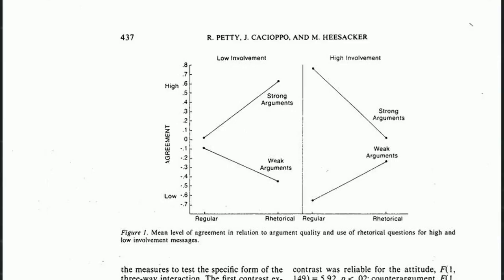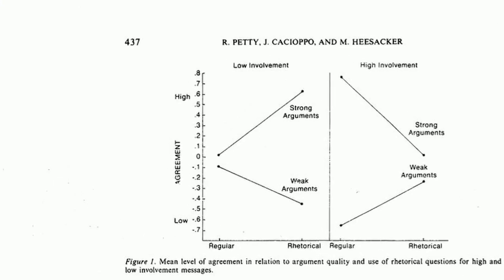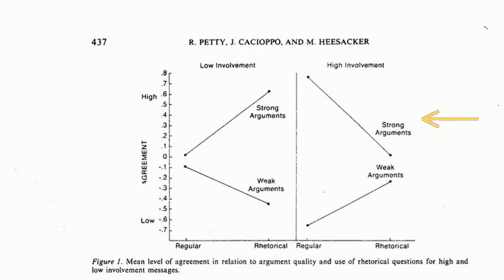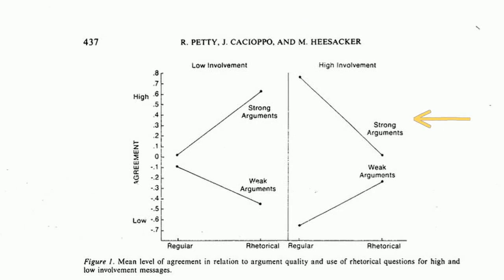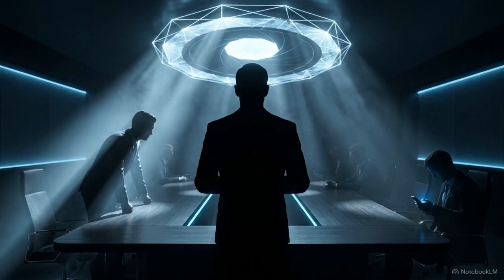But this trap is volatile. A classic study tracks how audience agreement shifts with rhetorical questions. In the low involvement group, agreement shot up alongside strong arguments, forcing cognitive elaboration. But in the high involvement group, agreement actively decreased, distracting already engaged listeners. Deploying a question requires a speaker to accurately read the room's baseline involvement first.